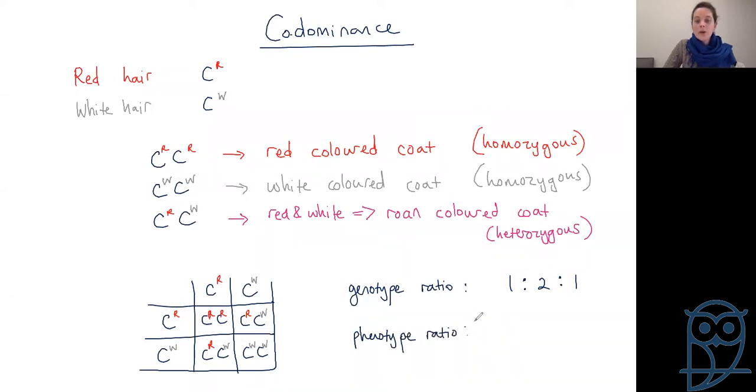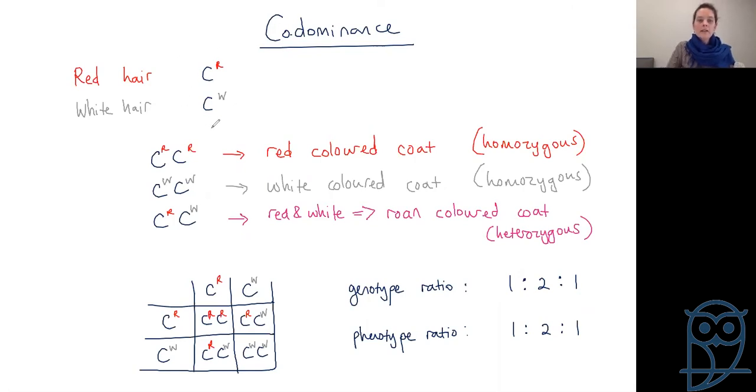But here, because we have codominance, that heterozygote actually has a different phenotype. So we have one red to two pink cows to one white cow. So our codominance really affects the phenotype.